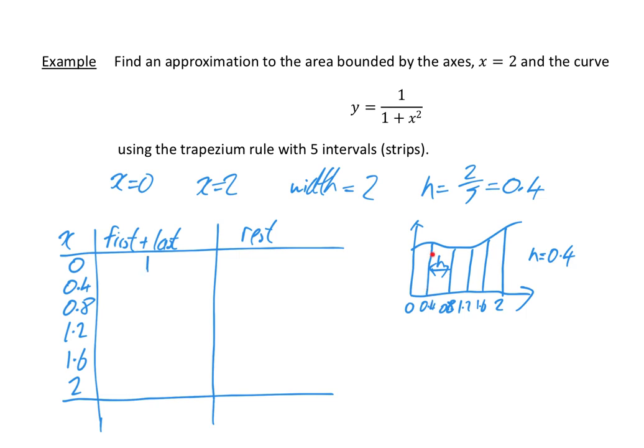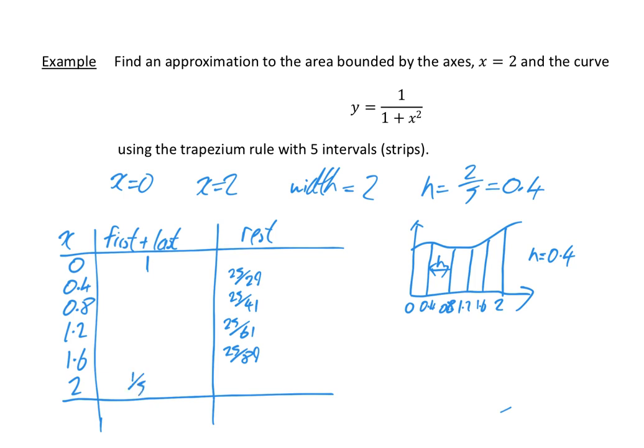Now I'm on to this one. This is when x equals 0.4, which is in the rest column. When I put it in, I got 25 over 29. When I put in 0.8, I got 25 over 41. And that's 25 over 61 for the next one, 25 over 89. And then I've done all the ones that are the rest. And then I'm on to my last end one. So this is putting x equals 2 into it. Put in x equals 2, I will get 1 over 5.